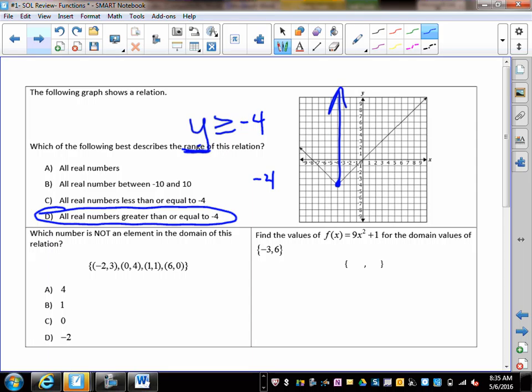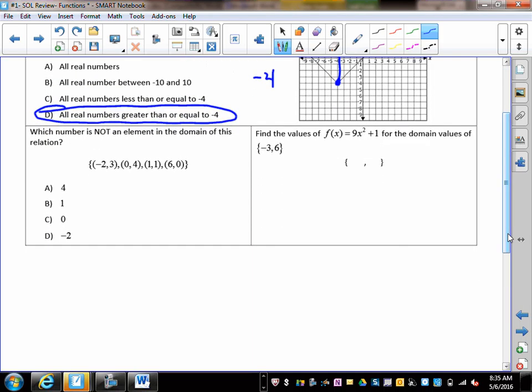Awesome. All right, so again, these are typical SOL questions. We are right now teaching you how to beast this SOL. All right, next, it says which number is not an element in the domain. Which one are your domain values? Domain are my x values. So let's circle them. Negative 2, 0, 1, and 6. So which answer choice is not in your domain? A. Number 4.